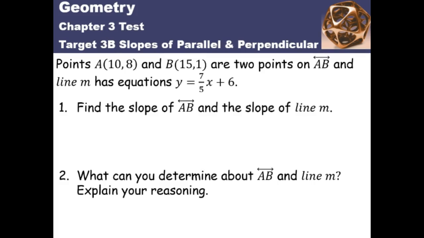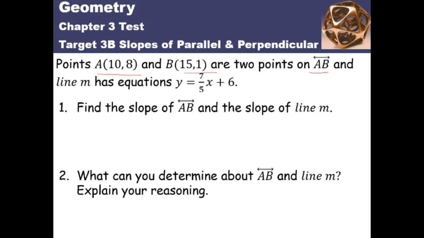We're given two points, A and B, and there are two points on this line AB. And then we have another line M. Now these two lines are not the same, they're two different lines. Okay, and the question is we have to find the slope of AB and the slope of line M.